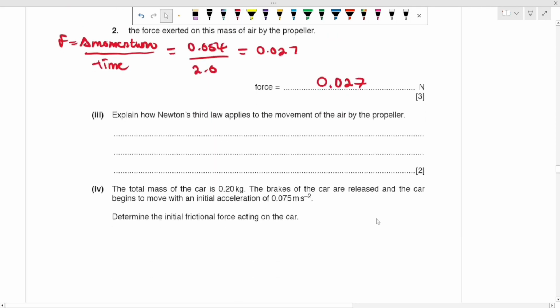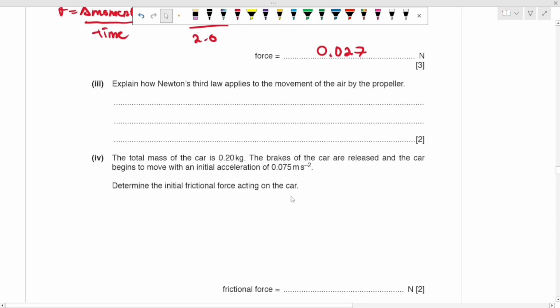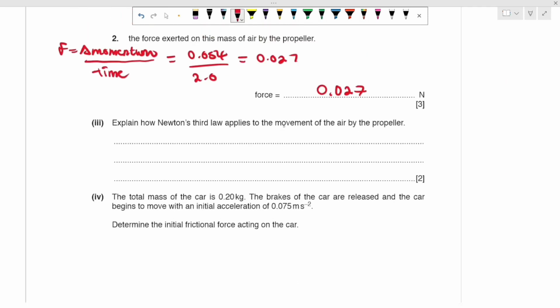Okay? Explain how Newton has come again. Dude, you know, this is a dream of mine. You know, Newton's third law. Everywhere, he left a legacy, this guy. Right? Let's give him a round of applause, guys. So, explain how Newton's third law applies to the movement of the car by the propeller. Right? Not the movement of the car. The movement of the air by the propeller. Right? So, I want to just explain how Newton's third law works.